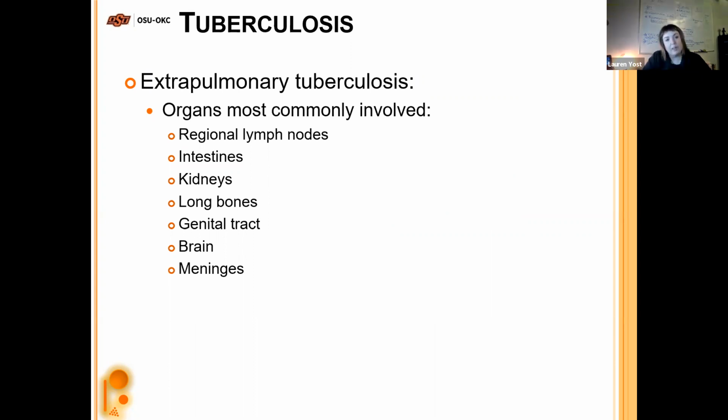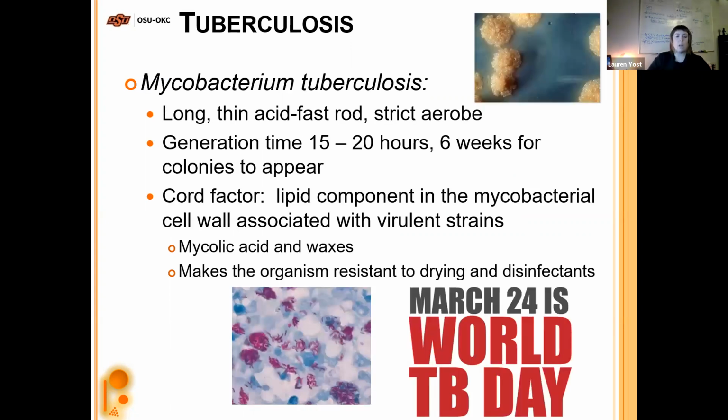So extrapulmonary tuberculosis can also occur. This just means the tuberculosis bacteria have spread to other areas of the body and can include these organs. It is caused by the bacterium Mycobacterium tuberculosis, which we have brought up many times, and we're very familiar with this. It is a long, thin, acid-fast rod. It is a strict aerobe, must have oxygen. Its generation time is 15 to 20 hours. And it takes about 6 weeks for colonies to appear on a growth medium. And that's very slow growth there.